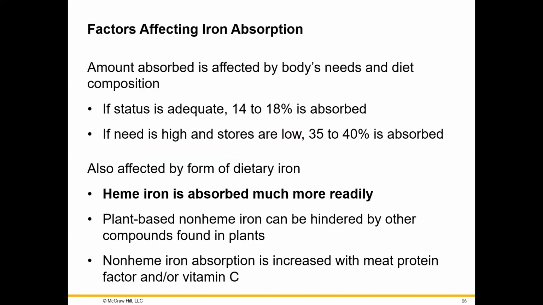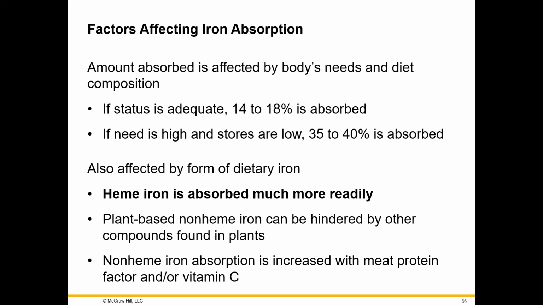All right. Iron absorption in the body is influenced by a couple of factors, including how much iron is currently in the body, the dietary intake, and the form of iron that's consumed. The percentage of iron absorbed adjusts according to the body's requirements. If the iron stores are adequate, typically only about 14 to 18% of the dietary iron is absorbed. However, if there's a high need, such as when you're deficient or going through a period of growth, the absorption rate can increase to anywhere from 35 to 40%.